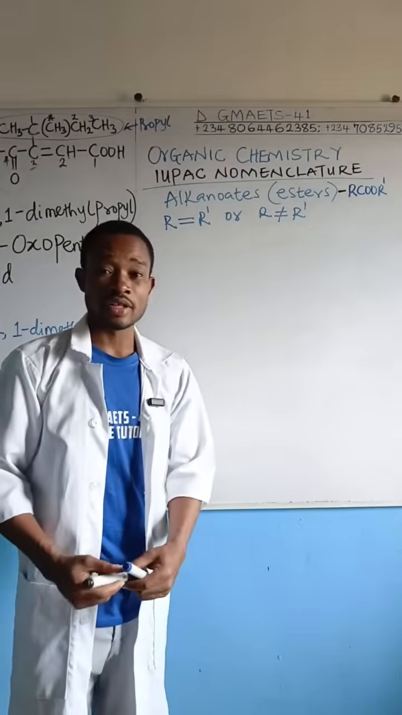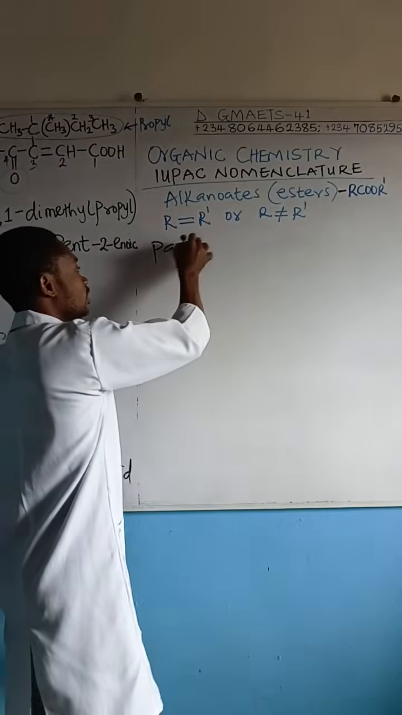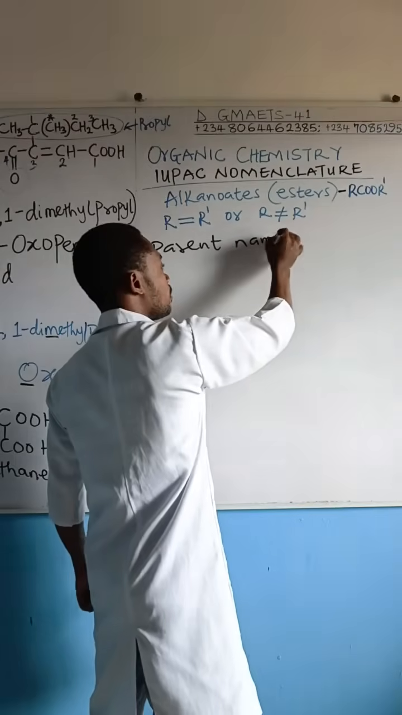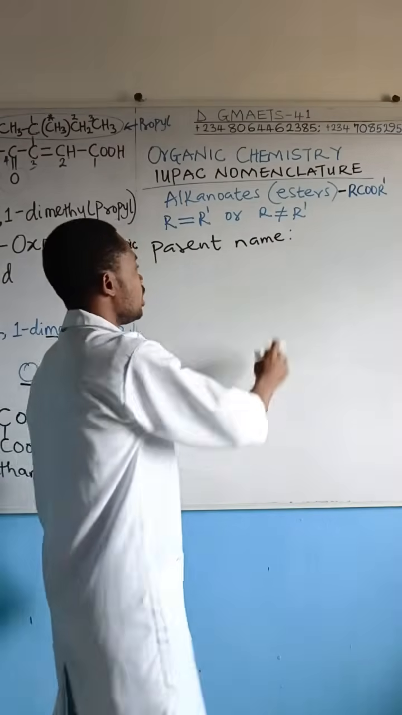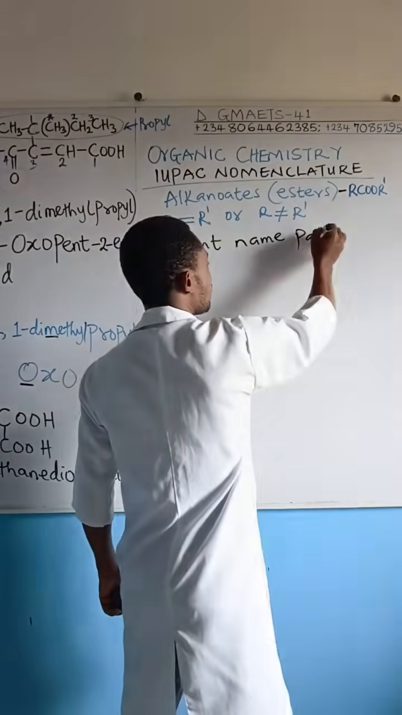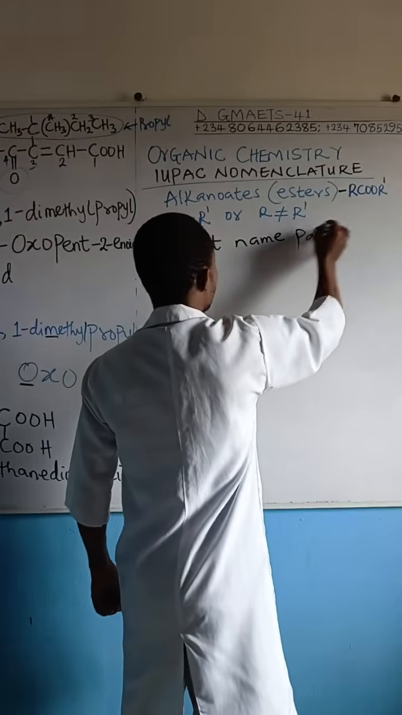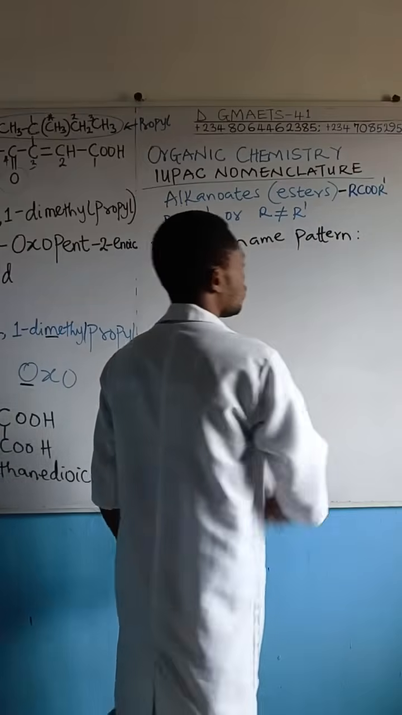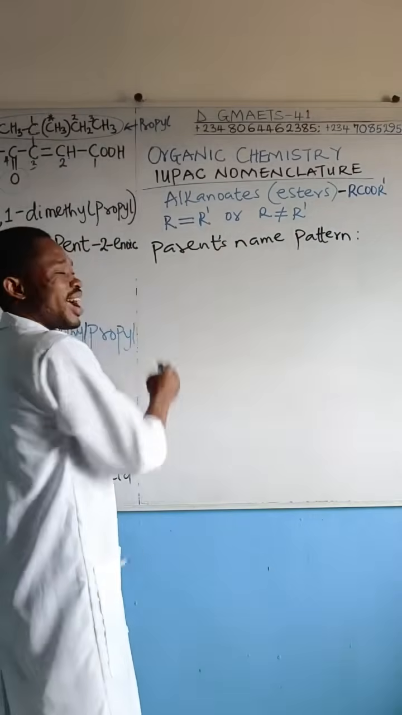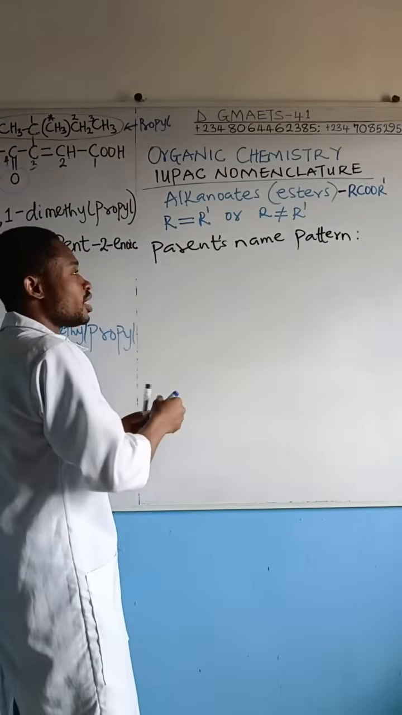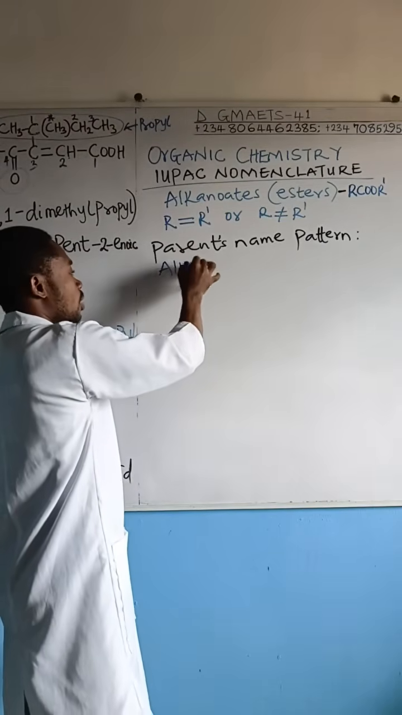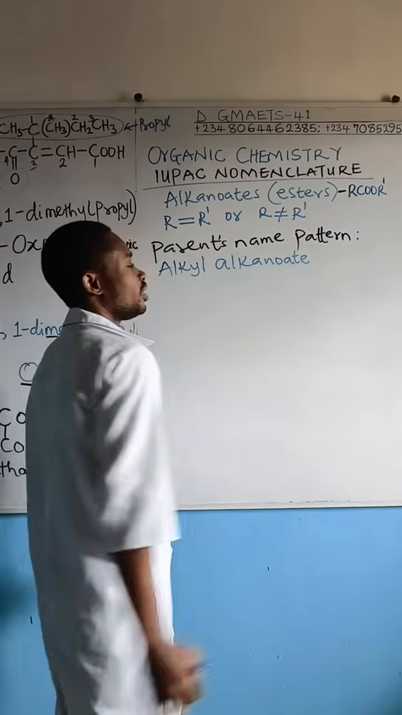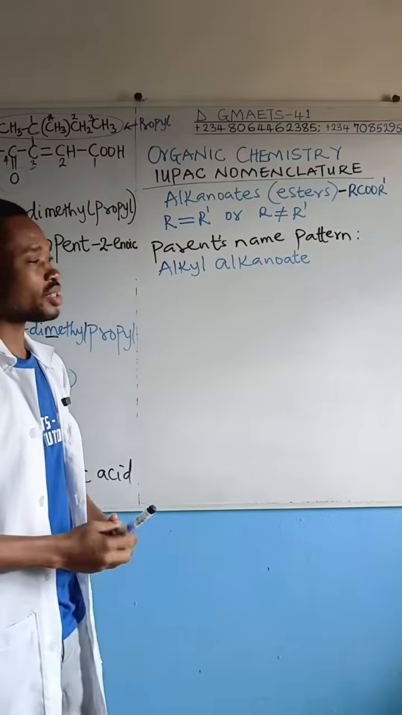How do you name the parent of this guy? Parent name follows this pattern. Because it's very important whenever you are dealing with IUPAC nomenclature to know the pattern of the parent name. The way we name it in IUPAC nomenclature is alkyl alkanoate. If there's any attachment, you deal with the attachment as it should be.